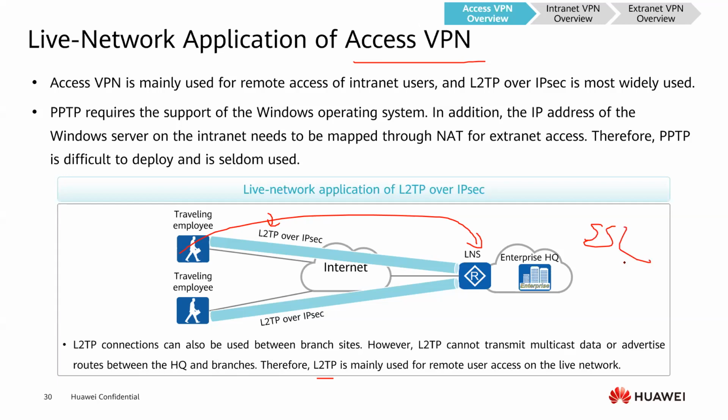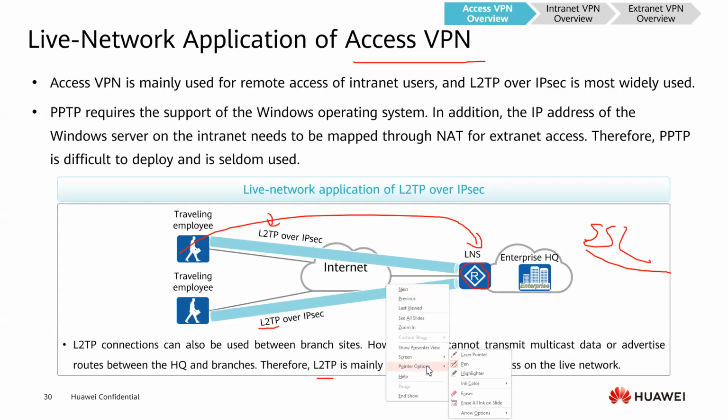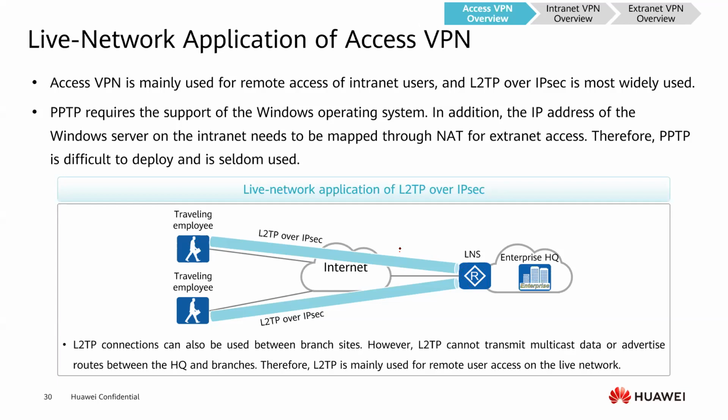But as I said before, not all devices support the SSL function. For example, I'm a router. The router most of the time can support L2TP, but for SSL VPN, most of the time it cannot. A firewall can, but not all routers support it. So L2TP is more common. All the routers can support it, so it will be easy to deploy. Okay, so this is the access VPN.